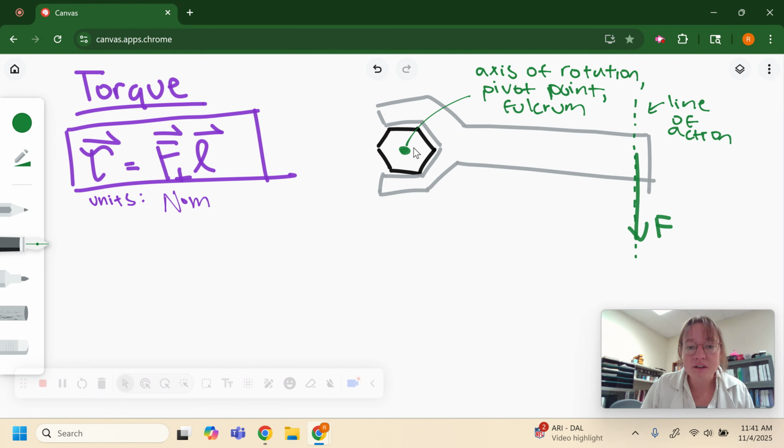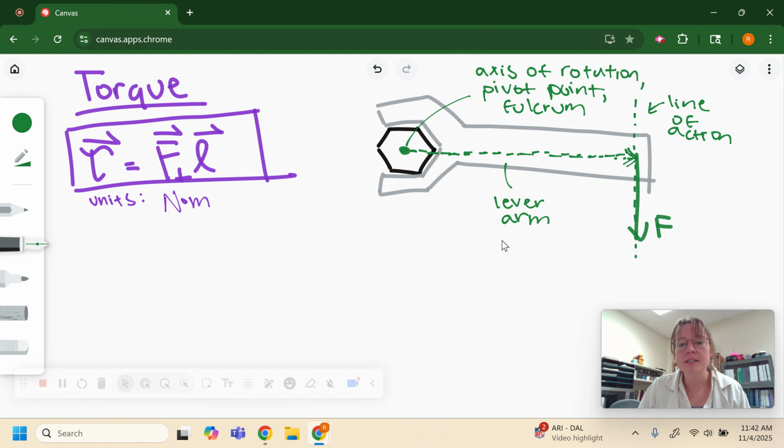And my last little vocab term here is going to be the distance from the pivot point to the line of action, this length right here. This length, which starts at the pivot point and ends at the line of action, this is what we call the lever arm. And we represent the length of the lever arm with the letter L, a lowercase cursive letter L.